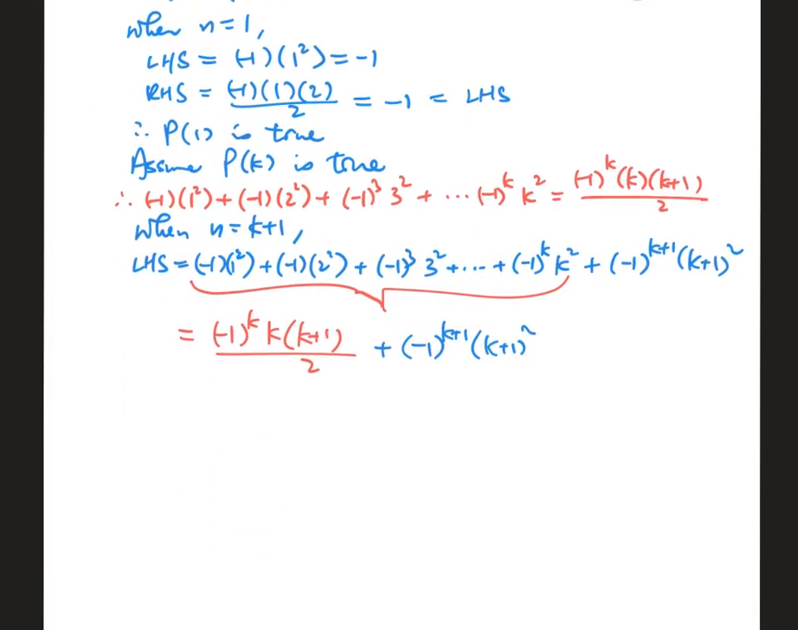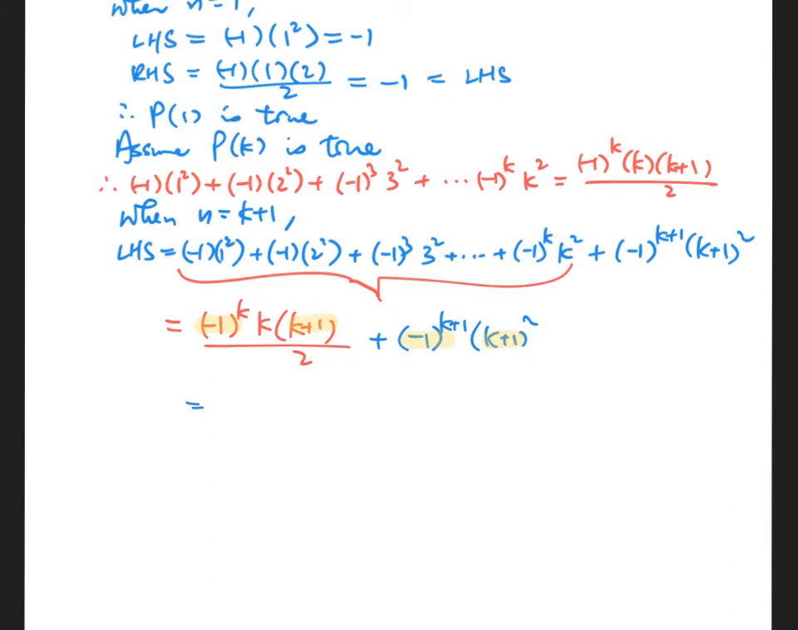So now we can simplify it by taking out common factor. We have minus 1 to the power k, minus 1 to the power k here, k plus 1 and k plus 1 here. These are the two common factors I find at first. So we have minus 1 to the power k, k plus 1. So the things left will be k plus 1 over 2, and you have minus 1 and then k plus 1.